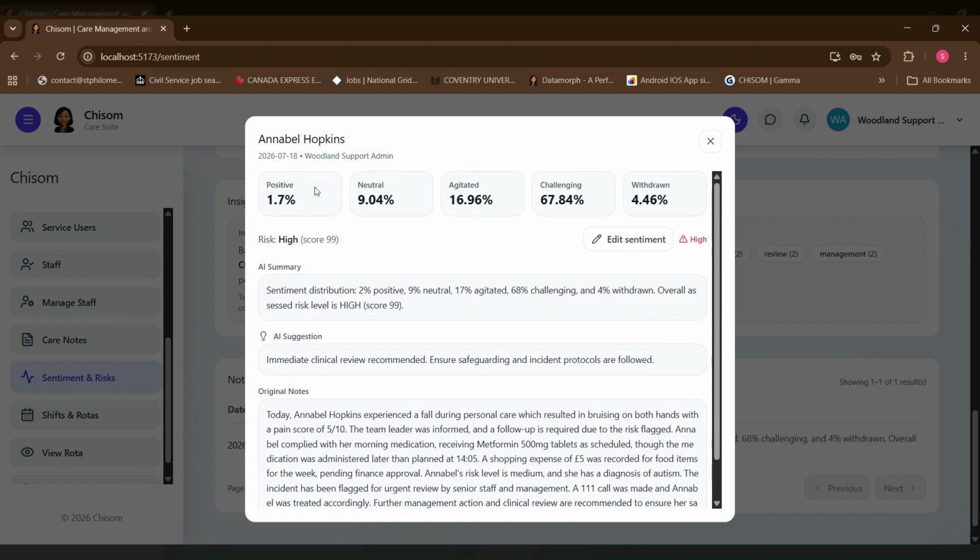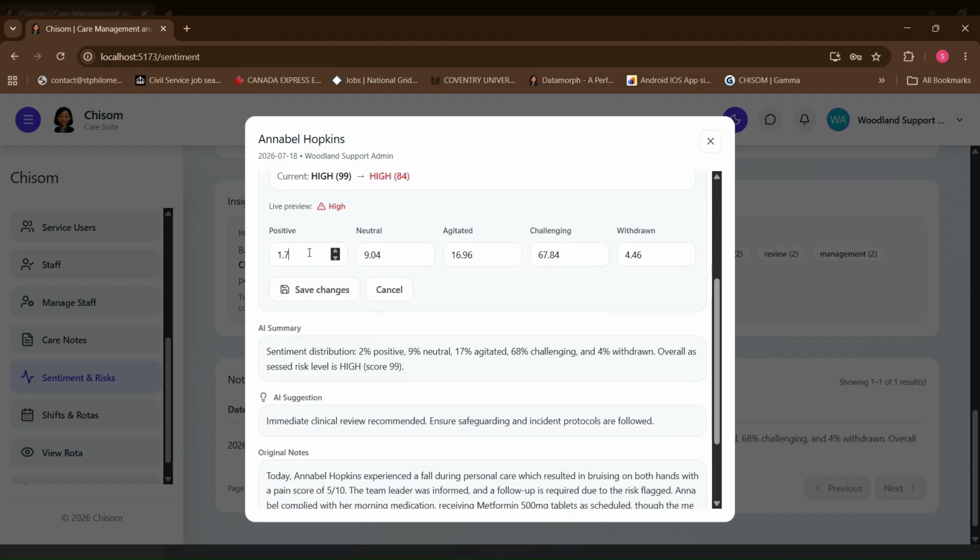So if management is not comfortable with all this, management can always edit it. Let's say I want to make this, instead of 1.7, I want to make it 1, for instance. Then I can come over here, make neutral, let's say 2, and then I can make agitated, let's say 20, let's say 40. Okay, let's reduce it.